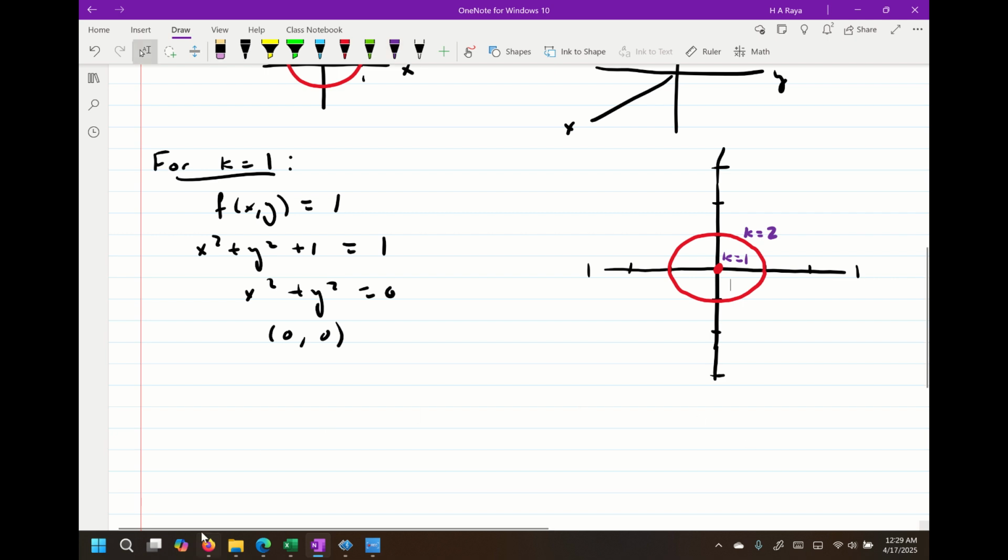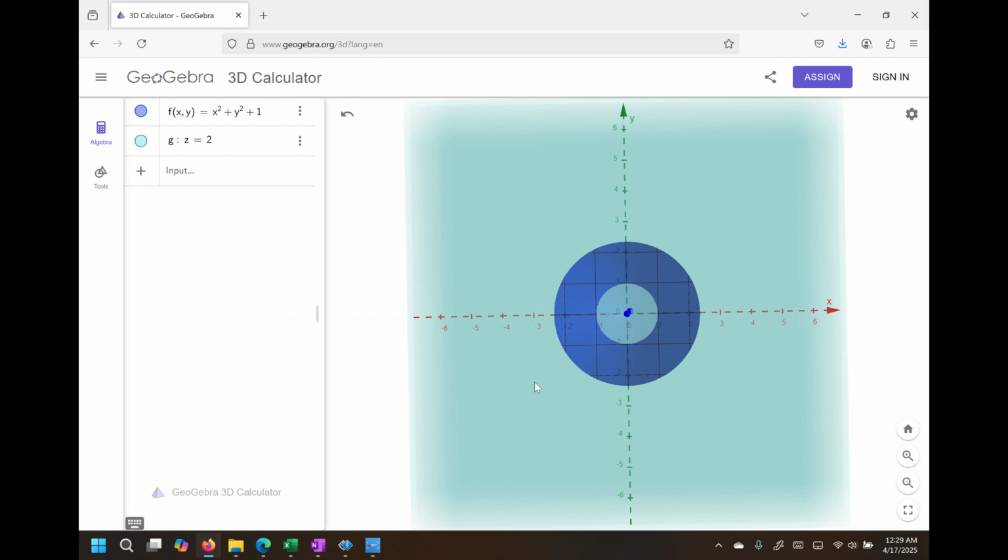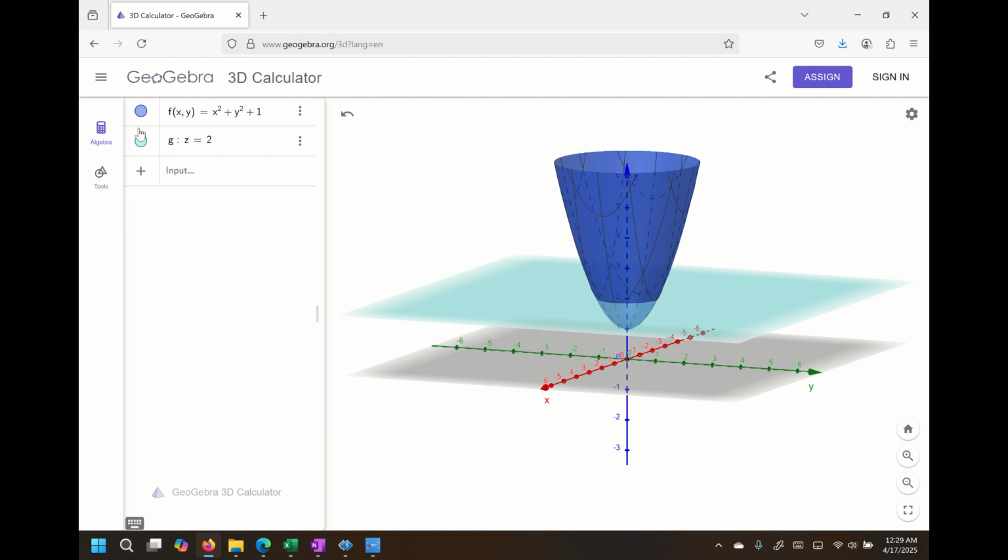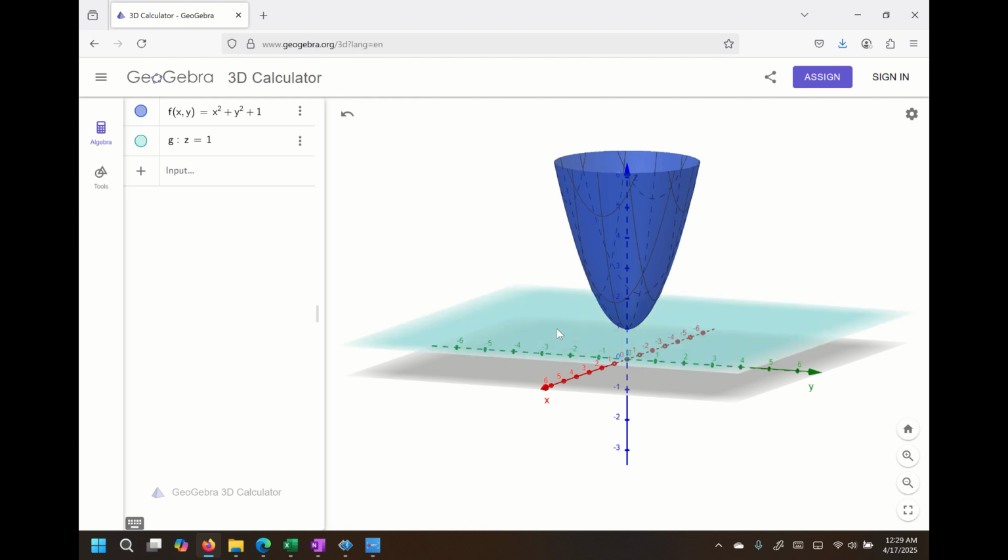How can we interpret that graphically? Well, again, back to GeoGebra 3D. Here is my graph of x squared plus y squared plus 1, and I'm looking at the level curve when k is equal to 1. That represents the plane down here. Consider where these two graphs are intersecting. They only intersect down there at that tip, and this tip has coordinates (0, 0, 1). If I'm only collecting the x's and the y's for my level curve, then the level curve would just be that point (0, 0).